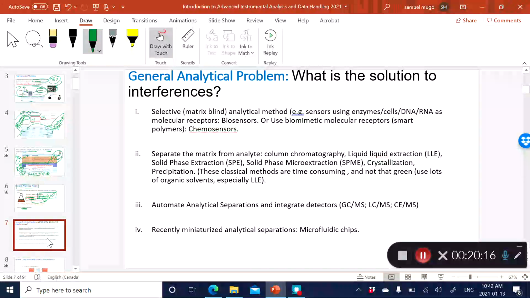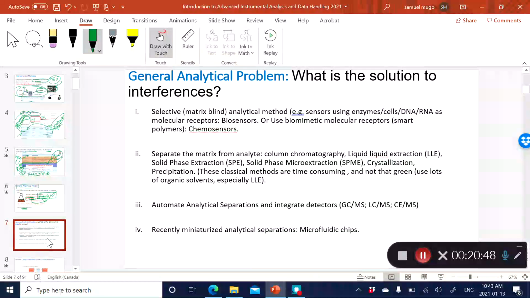So how do we address this general analytical problem of matrix interferences in sample analysis or in chemical analysis? What's the solution to interfering species? Now, there are a couple of different things that you can do. You can select, or even develop, an analytical method. In the research projects, you'll be developing an analytical method yourself.